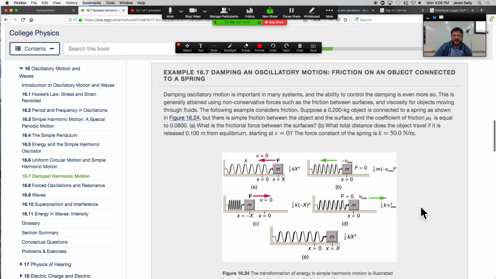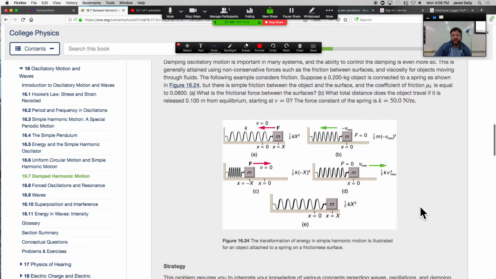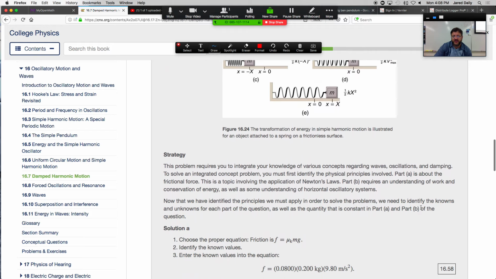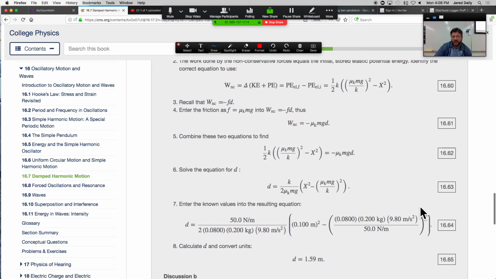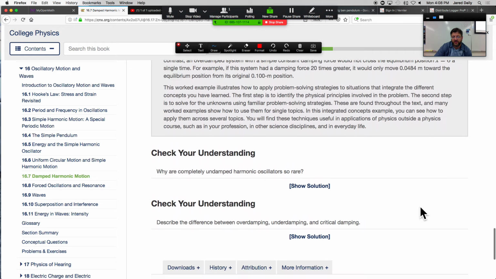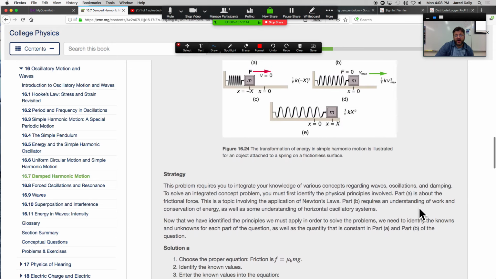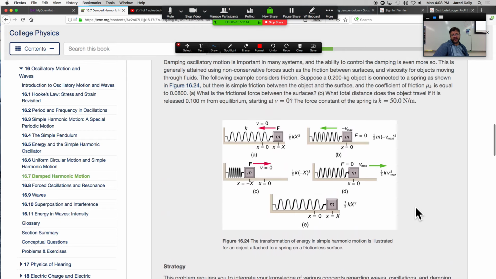Here they talk about damping as a frictional thing. I don't think we necessarily need to know how to do that.